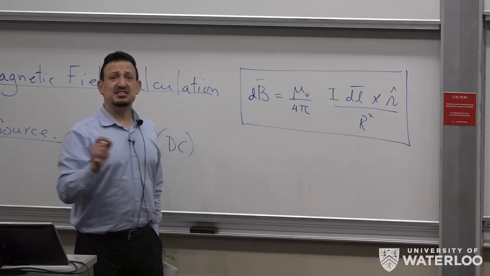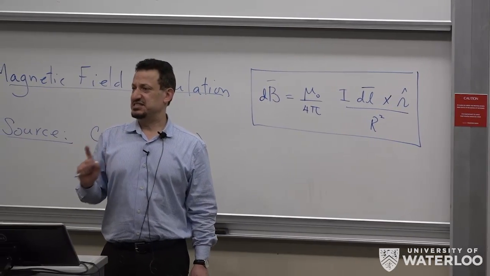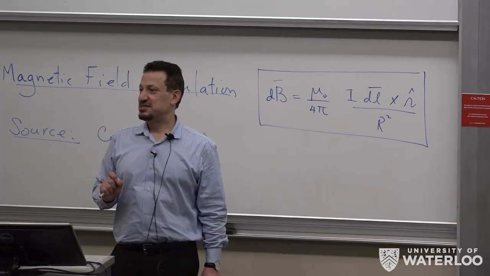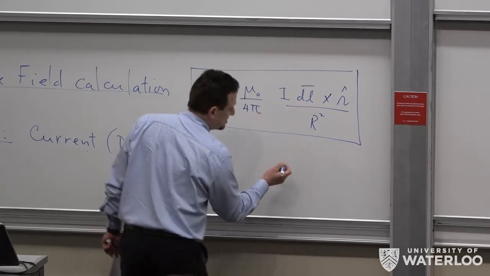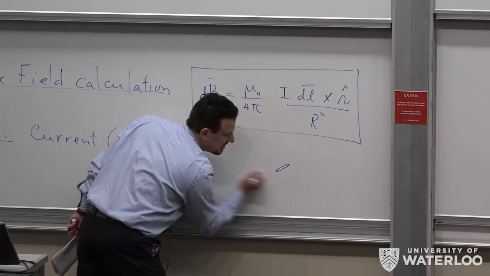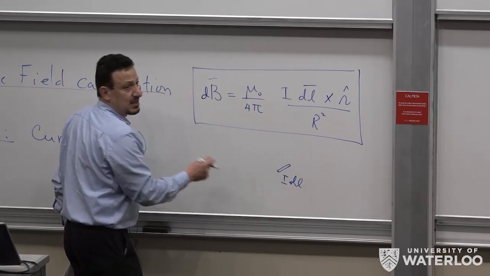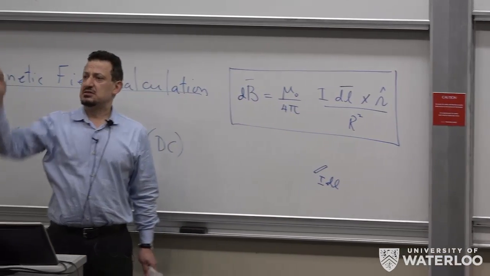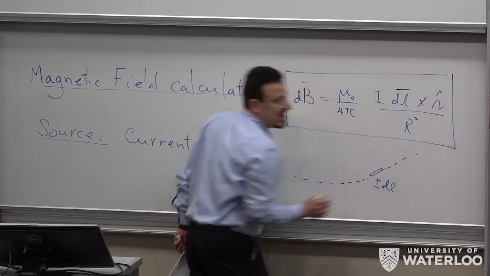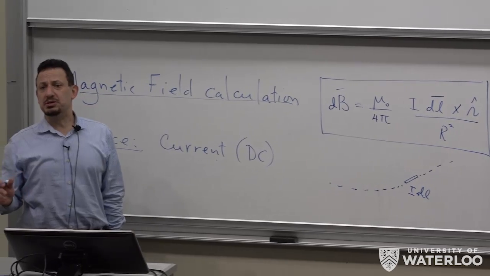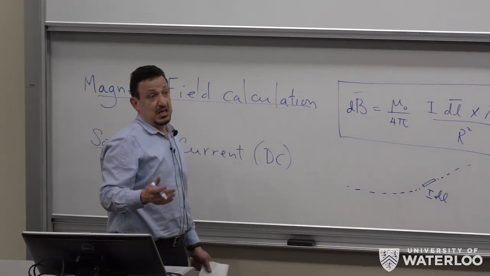Now, as it stands, it makes no physical sense. What do you mean by that? There's no such thing as an infinitesimal current like this, I dl stuck in space, because a DC current has to go through a closed loop. For DC, it has to be closed.